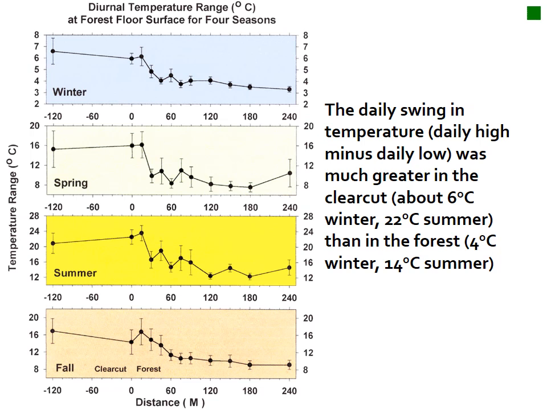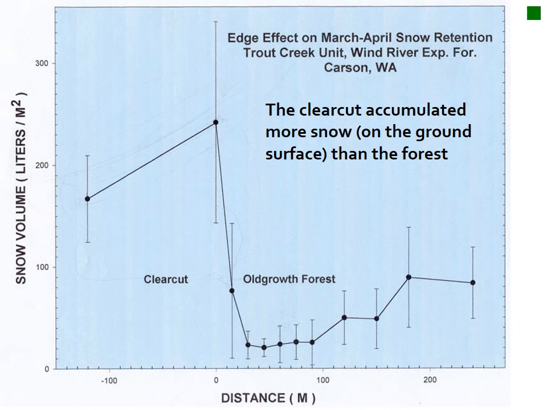And it's because, of course, you don't have any trees providing any long wave radiation back to the surface, no shading, so greater heating in the day and greater cooling at night. Of course, there's greater snow accumulation. So here's snow volume on the y-axis, and distance on the x-axis. And again, it's just because you've lost the overstory that there's a much greater snow accumulation.